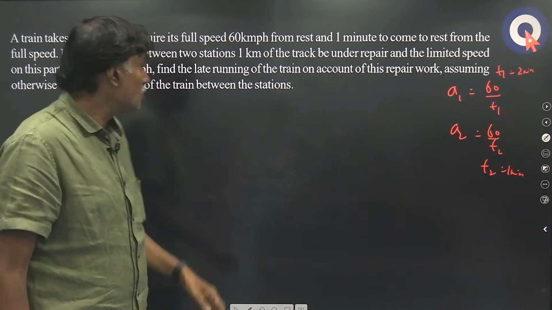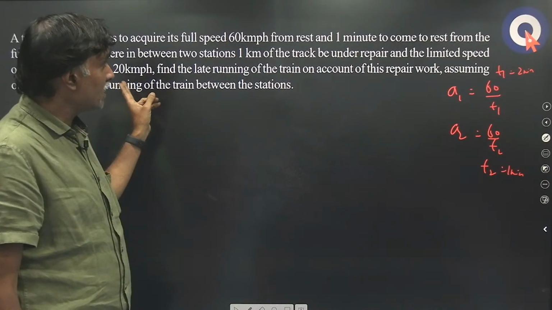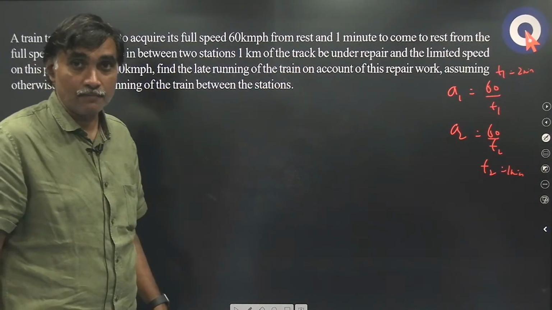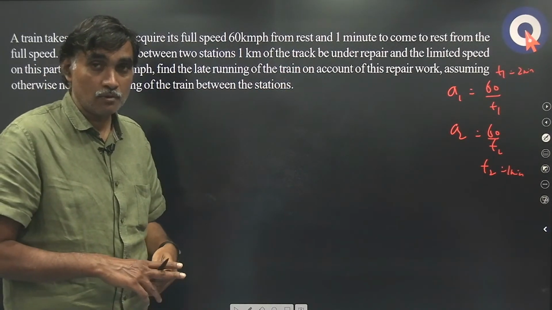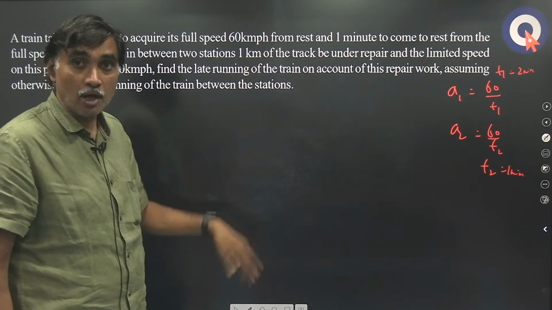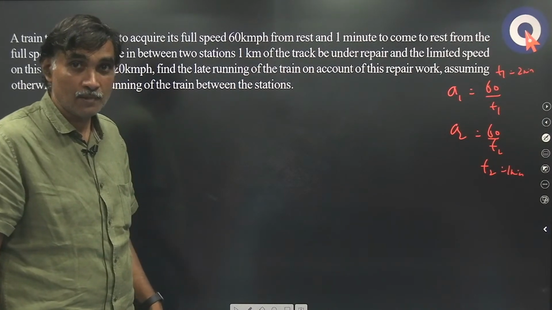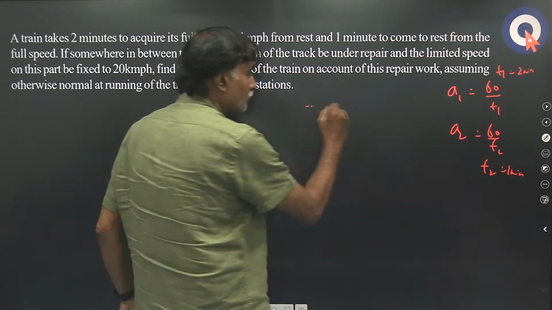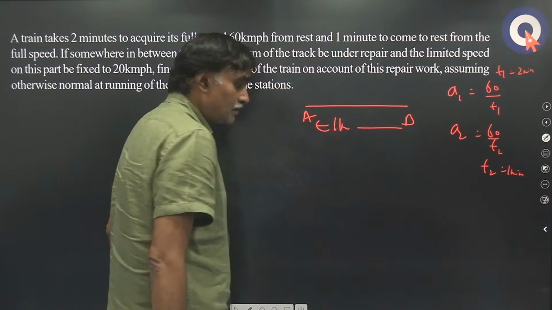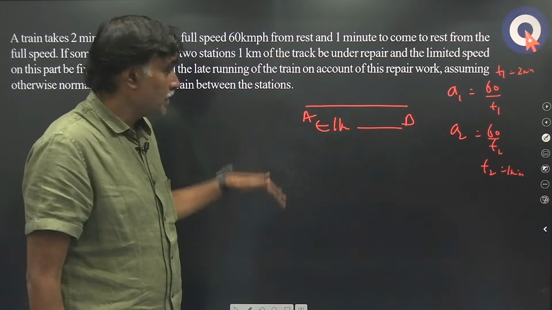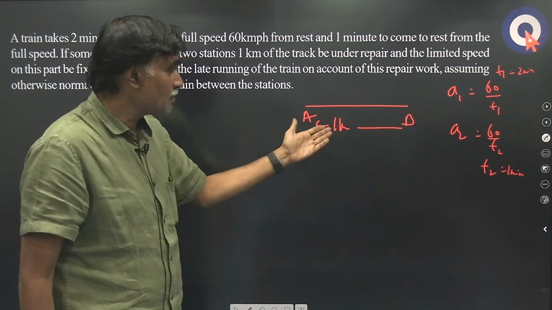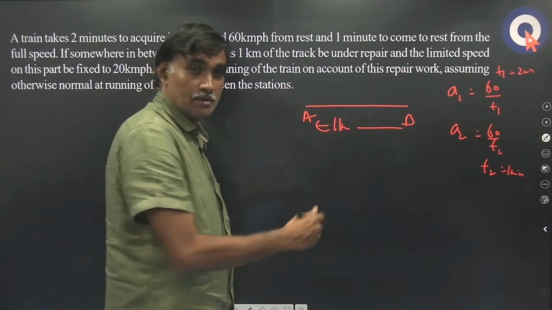Okay. So actually, if it has run at the full speed of 60 kilometers per hour during that 1 kilometer, how much time would it have taken? That 1 kilometer track is AB, let us say 1 kilometer. If there is no repair work, it could have traveled at 60 kilometers per hour. Then what is the time it could have taken? It is 1 by 6, 1 by 6 hours.